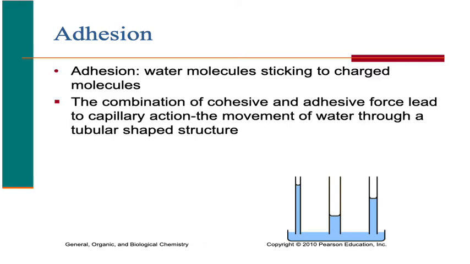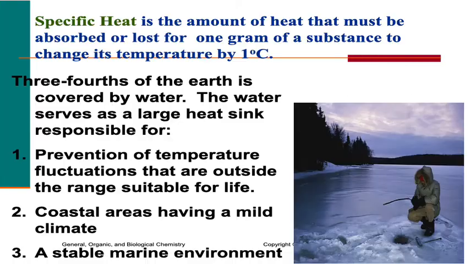So cohesion is what leads to surface tension. Adhesion is, we see right here, the tubular-shaped structure, drinking through a straw, something like that. It's sticking to the charged molecules. It's how you're able to pull up through the straw. Right? It's a combination of both, but adhesion leads to that, whereas cohesion, we're talking about surface tension.